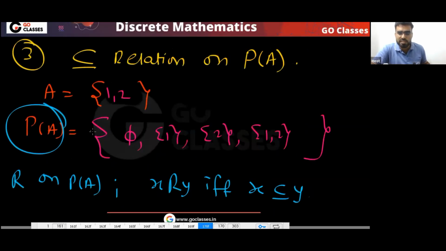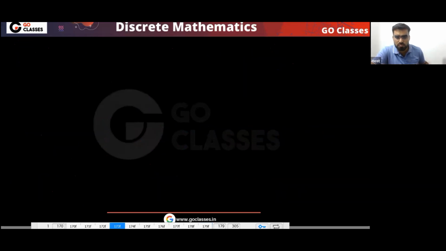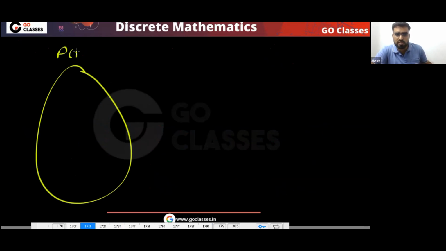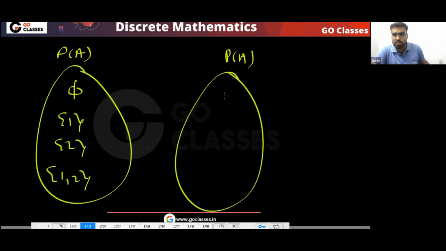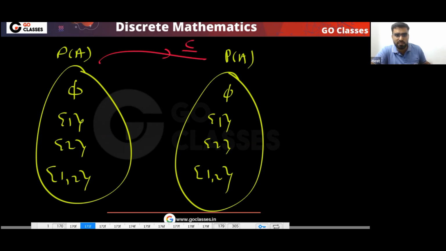Okay. So on the power set, now you can define the subset relation. Can you notice? Yes or no? So this is the power set of A. You have the empty set, you have {1}, you have {2}, you have {1, 2}. Now you can very easily define the subset relation.